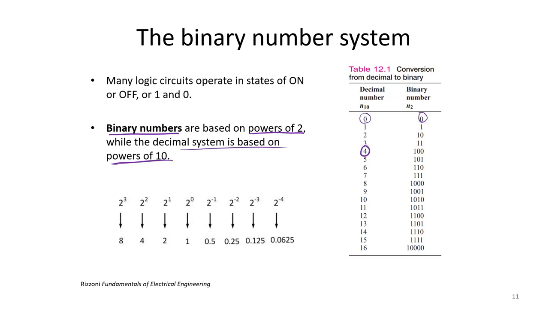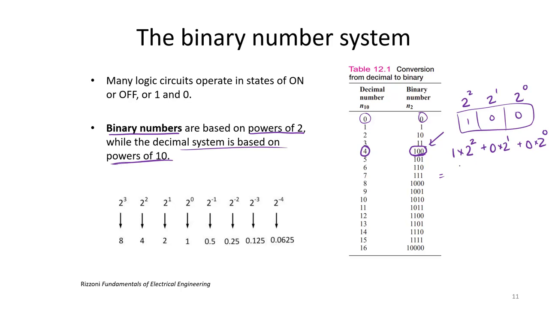For example, the number 4 in decimal form would be written as 100 in binary. How this works is we're basically saying that the number we're trying to encode, 100, is equal to 1 times 2 to the second plus 0 times 2 to the first plus 0 times 2 to the 0. So therefore we get 4 plus 0 plus 0, or 4.